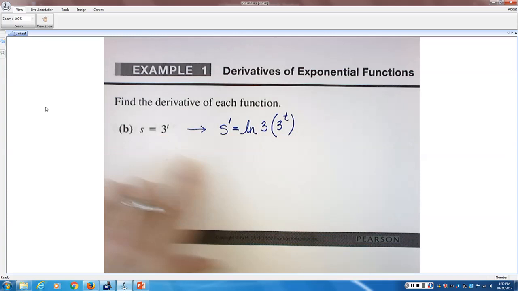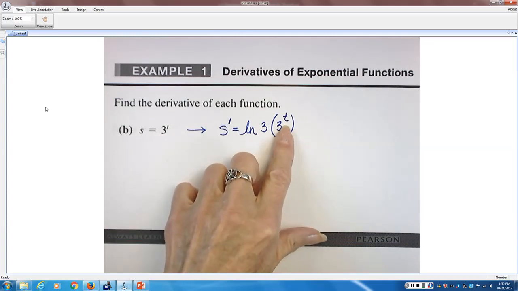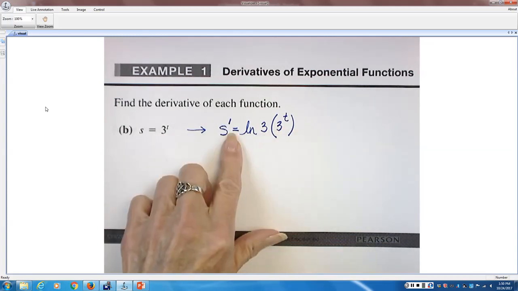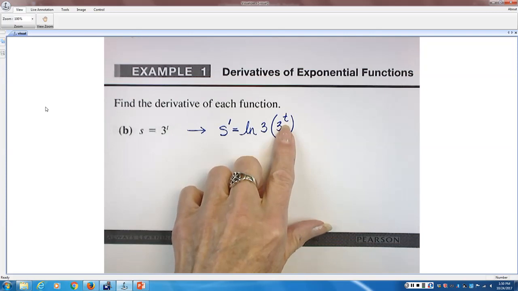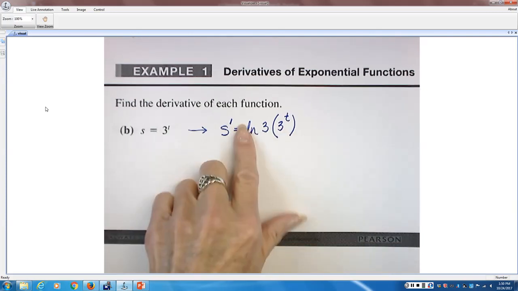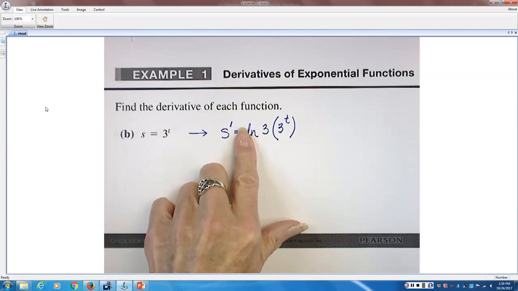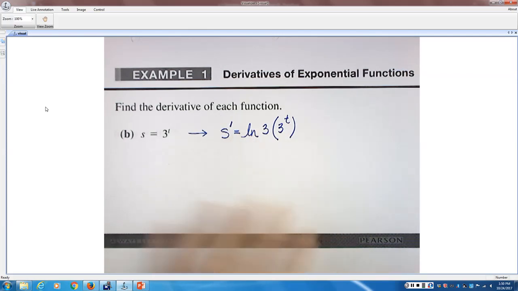And since t is the exponent, at that point we're finished. We don't need to do anything else. If you did multiply by the derivative of t, well, that derivative of t is just 1. So it doesn't change any of this. Okay? So that's all there is to that one.